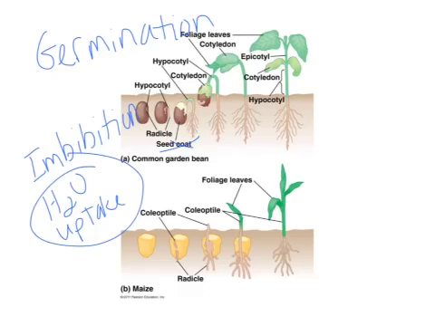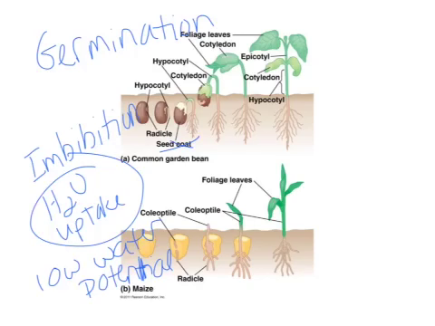Okay, the imbibition is triggered by a low water potential of the seed. Water flows from high to low, right? So I've got a low water potential in the seed, so that encourages the seed to take water up. That's going to be the second half of this video, as we're going to talk all about water potential and what exactly that means.